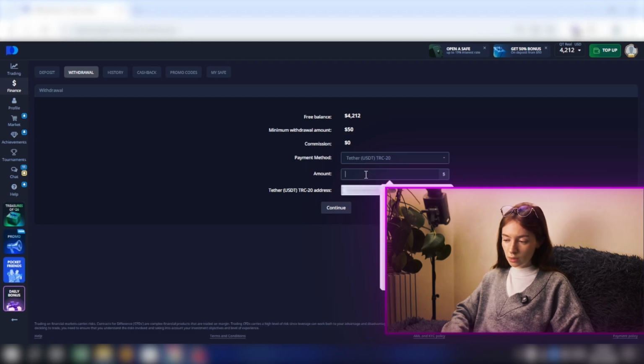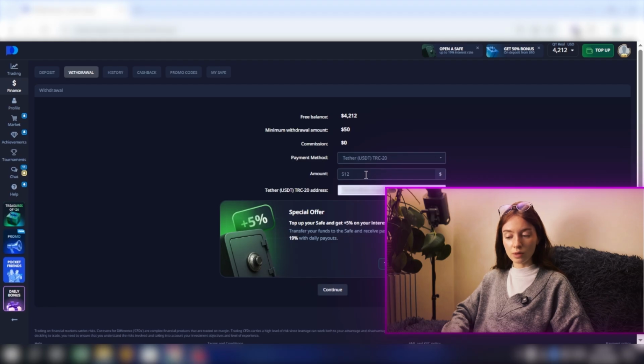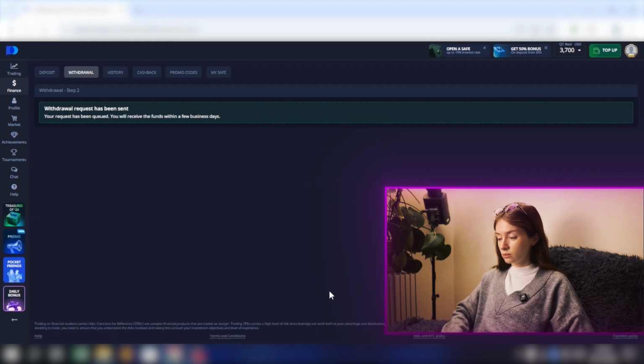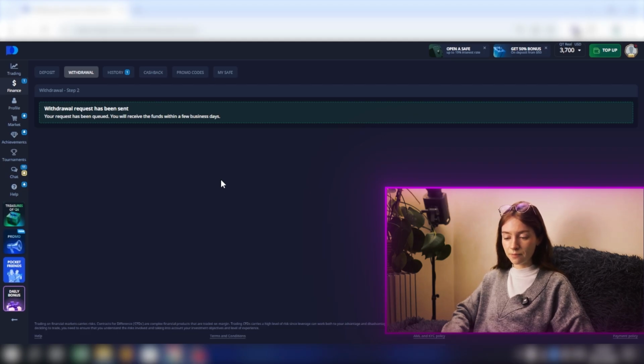I choose my wallet. The amount is 512. I click continue. All funds are sent and will arrive within 20 minutes.